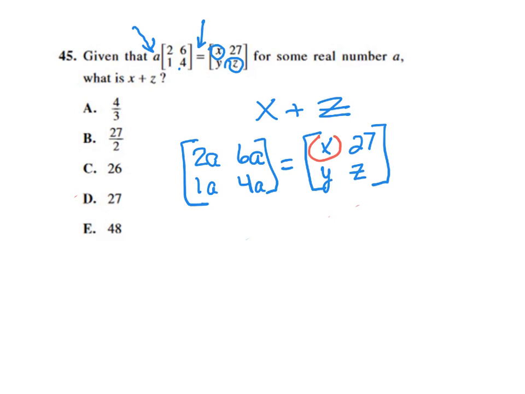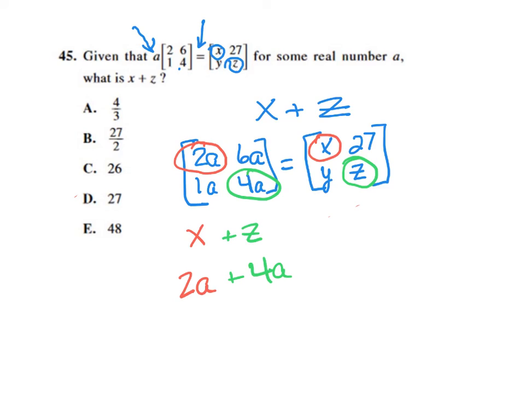I want to know what X plus Z is. Well, X is right here. X is just 2A plus Z is 4A. Those are in the same corresponding position, so plus 4A. So X plus Z then, for 2A plus 4A would give me 6A. The only thing is, if I look at all my choices there, I don't see anything that has an A in it. All of those have numbers in it.